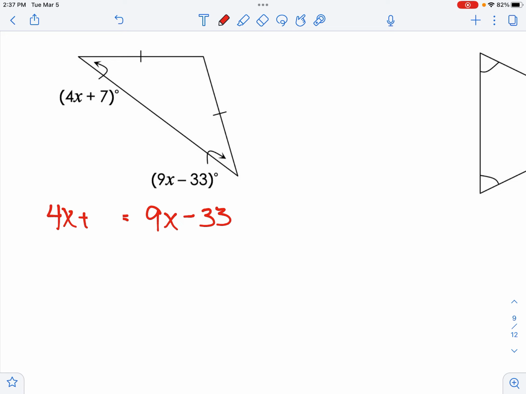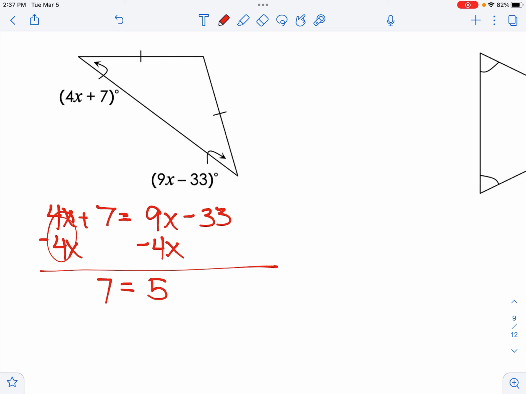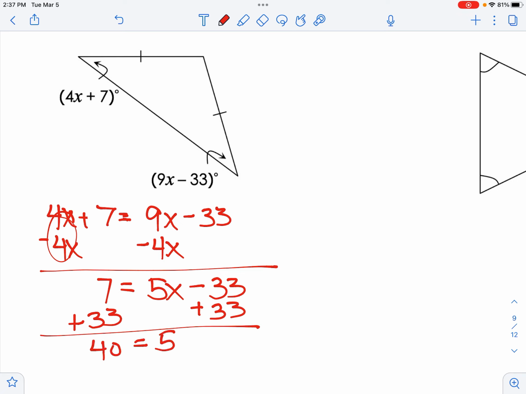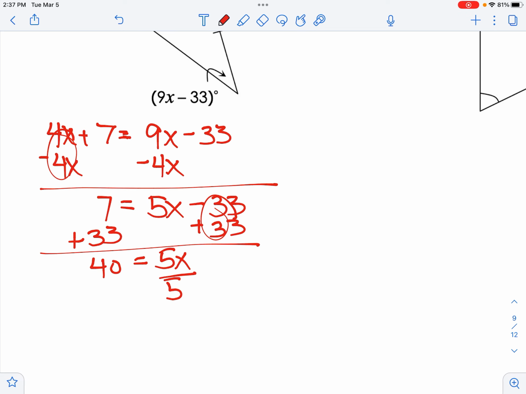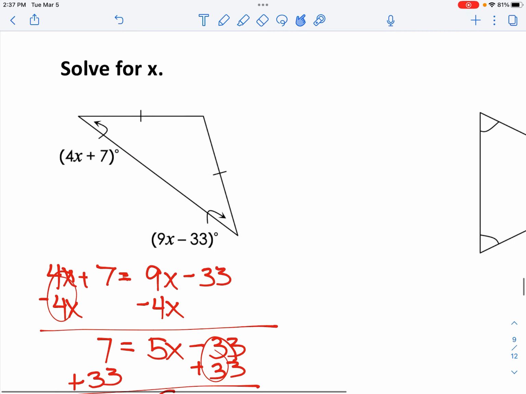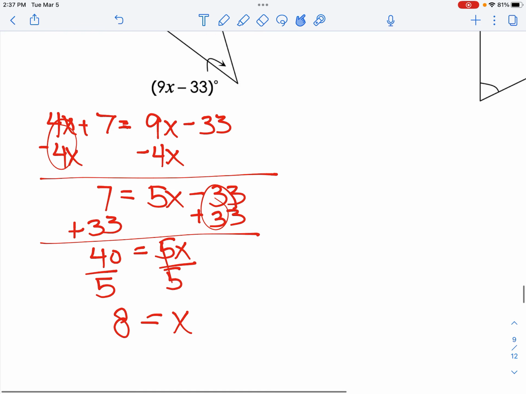That's kind of hard to read. Let's fix that. Okay, so I'm going to subtract 4x from both sides. We get 7 equals 5x minus 33. All right, and then add 33 to both sides. We got 40 equals 5x. And then if I divide this by 5, I get x is equal to 8. And then just double check, it says solve for x, so we don't need to plug anything in there. X equals 8 is my answer.